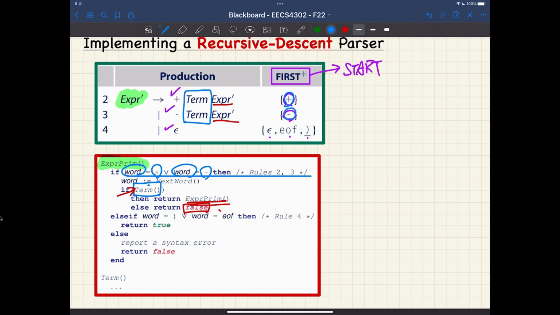If you go a little bit further, you can see for the other alternative, if the word is simply closing parenthesis or EOF, in that case, you will go for rule number 4, which is over here. In that case, nothing to match. You just return true. You succeeded. Otherwise, if none of the alternatives actually match, you will just return false. It's a syntax error. So this fragment of code summarizes how you're supposed to implement a recursive descent parser based on the first set. That's something we have spoken about earlier.